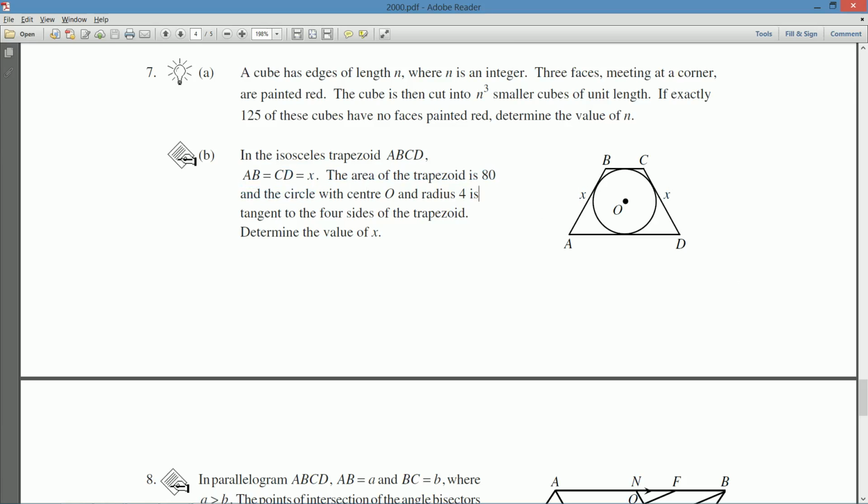Okay, so already we're starting to think, how do we figure out the area of a trapezoid? And there is a formula for that, based off of parallelograms. The area of the trapezoid is 80, and the circle with center O and radius 4, so radius 4 to the tangent points here, is tangent to the 4 sides of the trapezoid. Determine the value of x. Okay. All right.